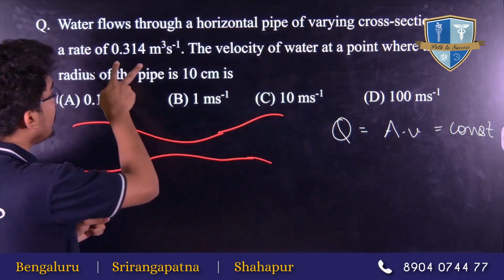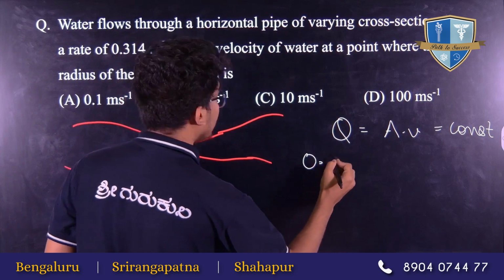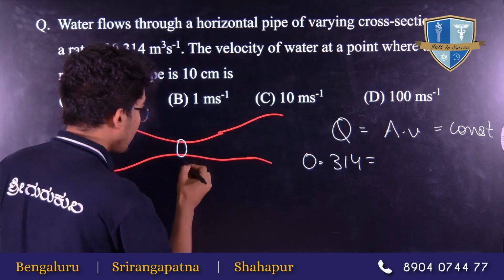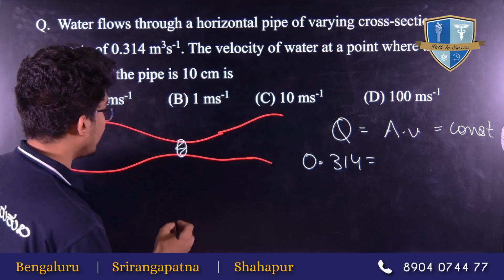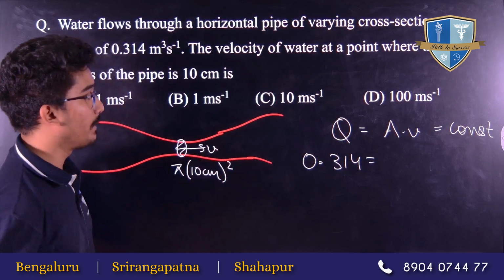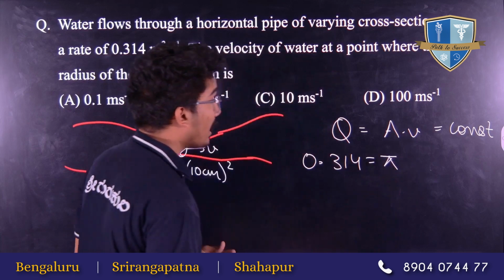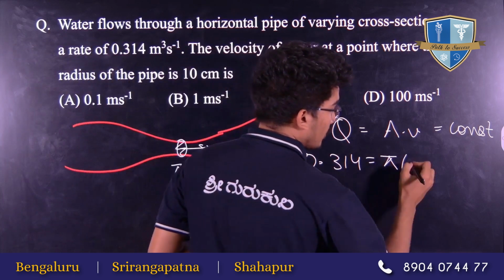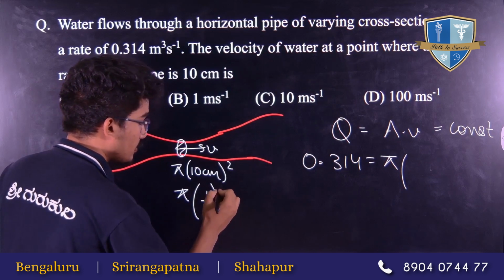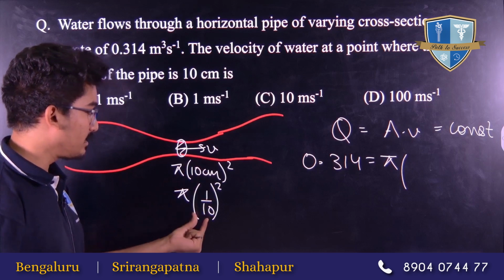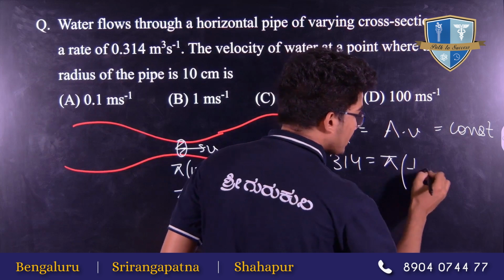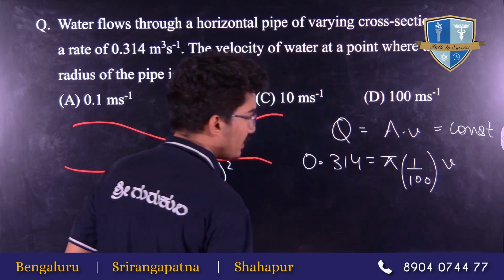And area into velocity is given as 0.314 is equal to area into velocity. The area is pi r square, where r is given as 10 centimeters. So when the area is pi into 10 centimeter square, at that time what will be the velocity of the fluid? So area will be equal to pi, with r in terms of meter. Converting to meter, 10 centimeters divided by 100 will become 1 by 10. So 1 by 10 square means 1 upon 100, into velocity. This velocity we are supposed to calculate.